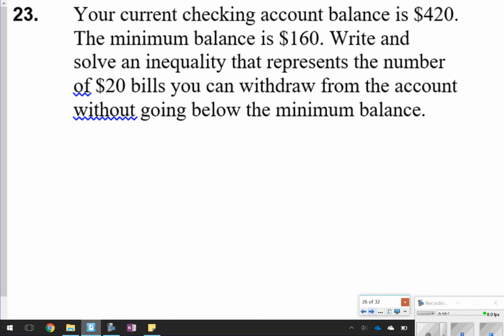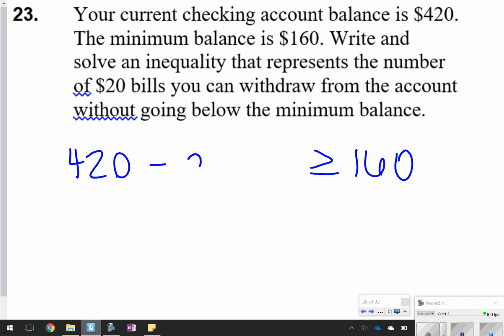The last one on your review, your current checking account is $420. So that's what I'm starting with. The minimum balance is $160, so I can have equal to $160 or greater than that. Write and solve an inequality that represents the number of $20 bills you can withdraw from the account without going below the minimum balance. So what I'm going to do is when I start with $420, each time I'm taking out $20, but I don't know how many $20 bills I'm taking, so I'm going to do 20 times B. That should be greater than or equal to 160.